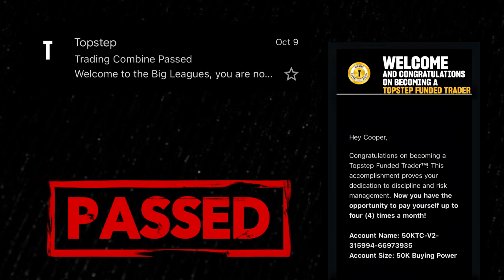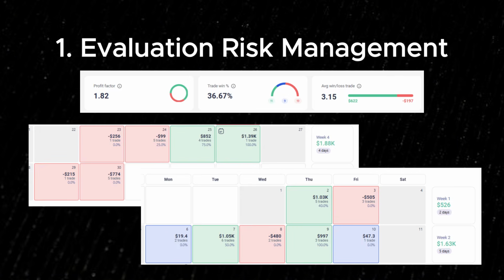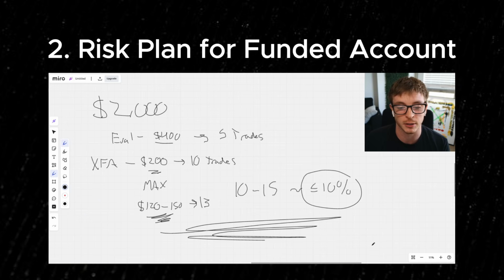So as you can tell by the title of this video, I did pass my 50K account with Topstep. This is my third Topstep account that I've ever passed. So in this video, I'm gonna explain to you guys how I did it, what my risk management plan was like, and also make sure you stick around to the end because then I'm gonna explain to you guys what my plan is gonna be for the funded account, what my risk management is gonna be like for that.